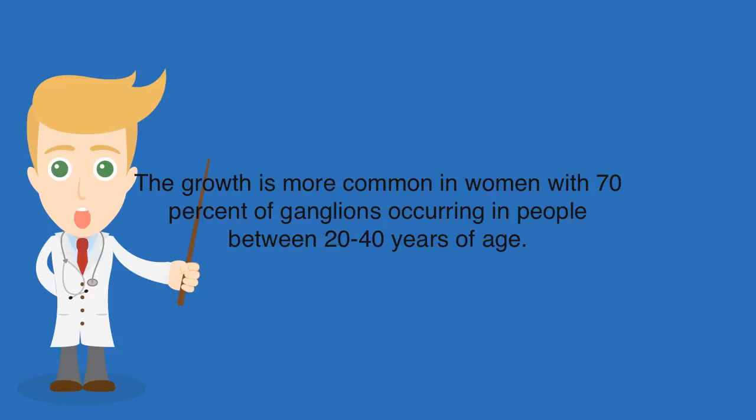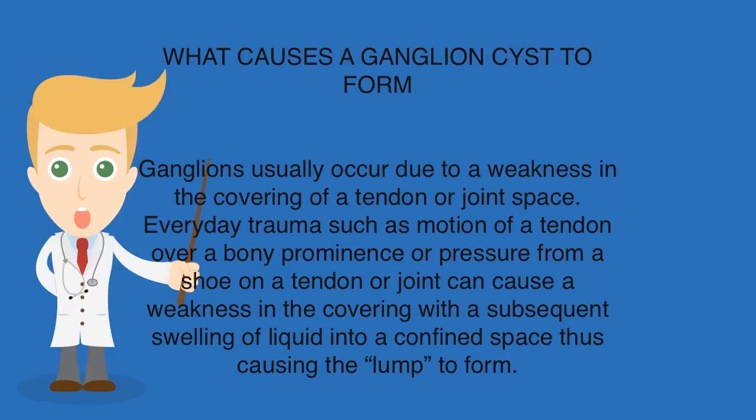What causes a ganglion cyst to form? Ganglions usually occur due to a weakness in the covering of a tendon or joint space. Everyday traumas such as motion of a tendon over a bony prominence or pressure from a shoe on a tendon or joint can cause a weakness in the covering with a subsequent swelling of liquid into a confined space, thus causing the lump to form.